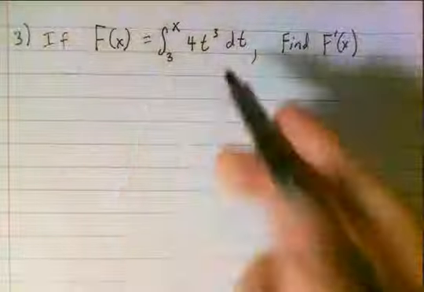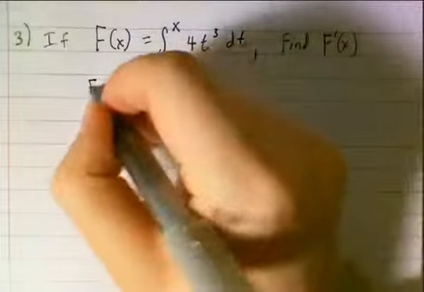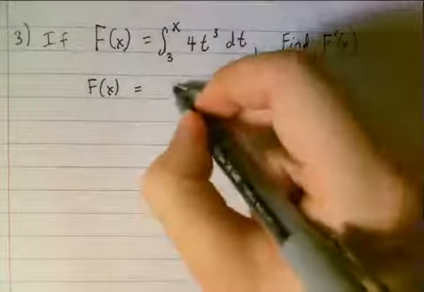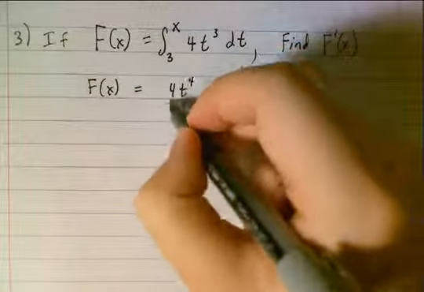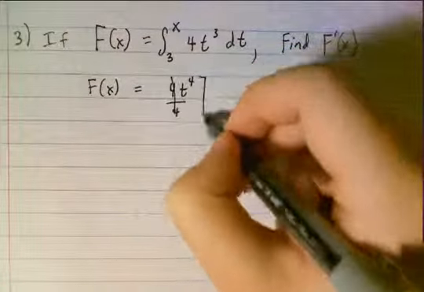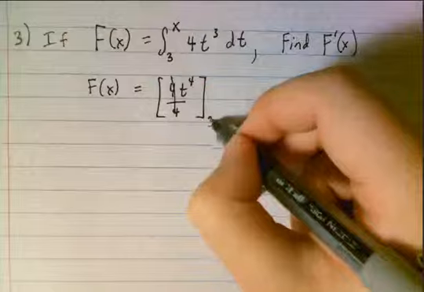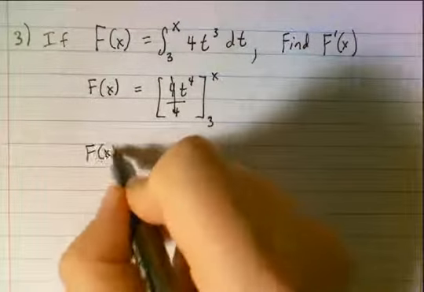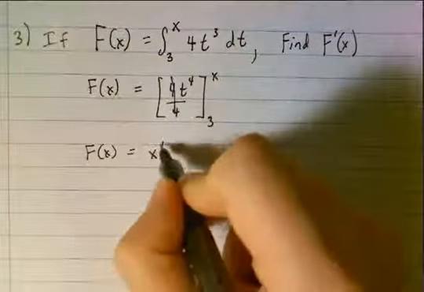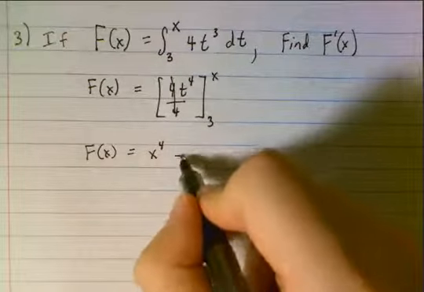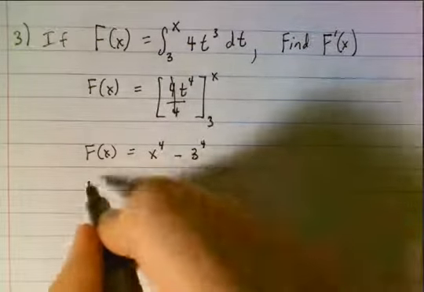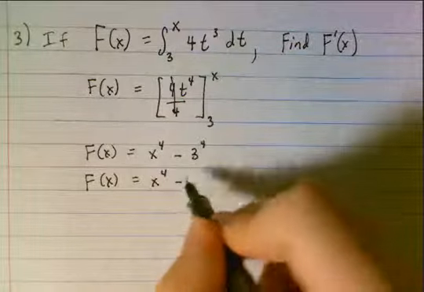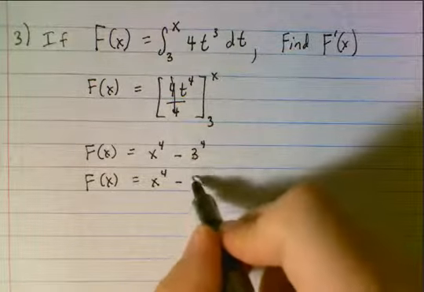So the first thing we can do is just our normal f of x. The antiderivative of 4t cubed is 4t to the 4th divided by 4, and our bounds are x to 3. So we've got x to the 4th minus 3 to the 4th, where f of x equals x to the 4th minus 3 times 3 is 9, 9 times 9 is 81.